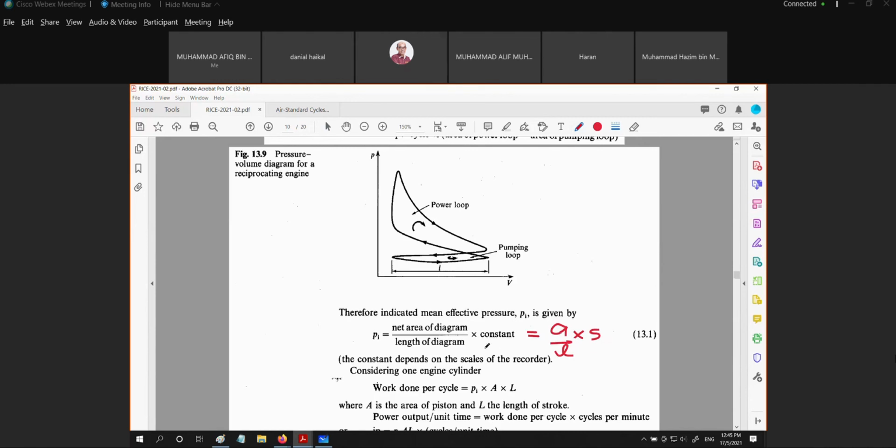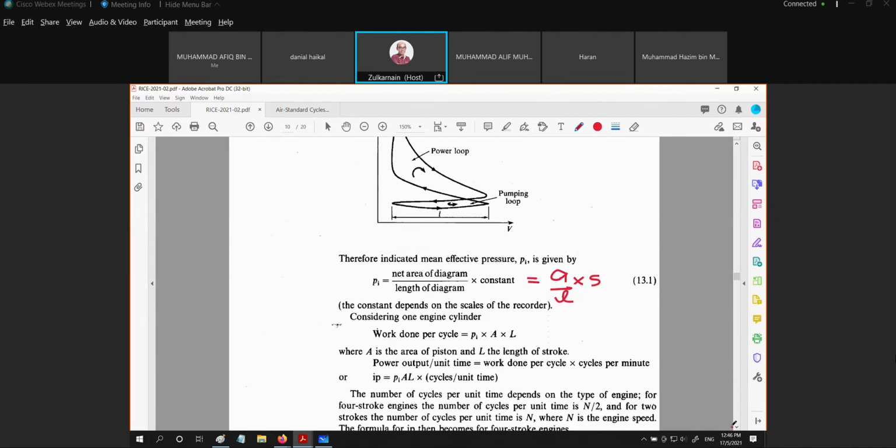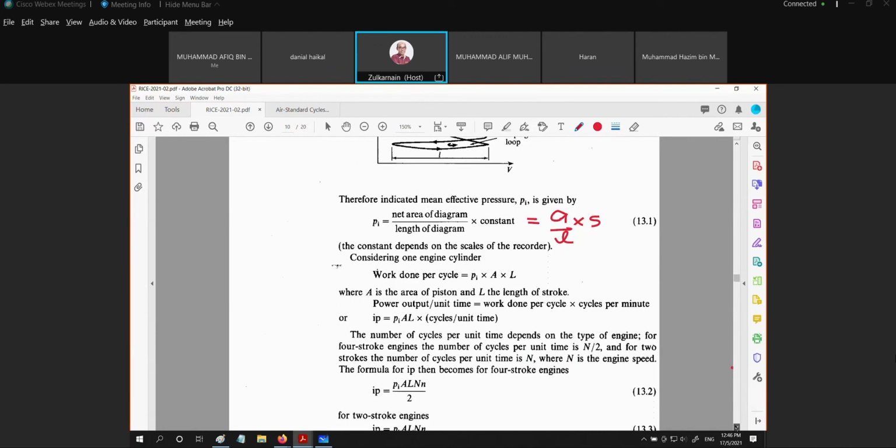So from the indicator diagram, we have the PI. Then we can convert it to the work done per cycle per cylinder as PI times A times L. What is A? A is the area of the piston. What is L? L is the stroke of the piston. So don't get confused: the small a and small l are from the indicator diagram. But the work done is equal to PI times A times L, where the PI is this PI, but A is the area of the piston and L is the length of the stroke. So from there, we are going to have this formula.